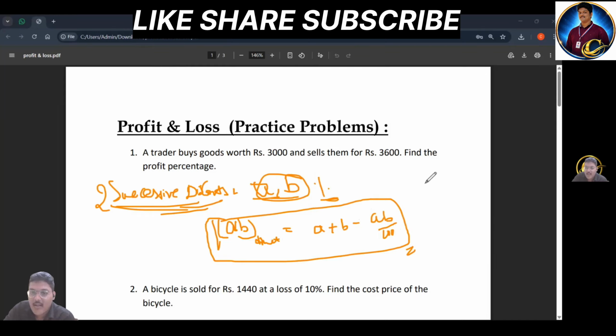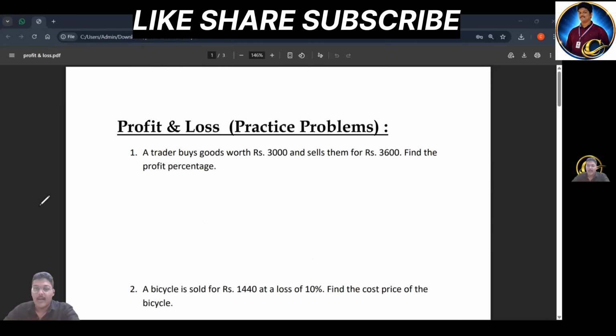Now, if the question says a shopkeeper gives a 20% discount on one product and a 30% discount on another product, what is the net discount, or what is the total discount given on both items? Then you should substitute both: take one as A and the other as B, substitute in this and find the net discount. Okay. This is the basic idea and formulas for profit and loss with discounts and greedy shopkeeper problems. Now we will move on to the problem solving.